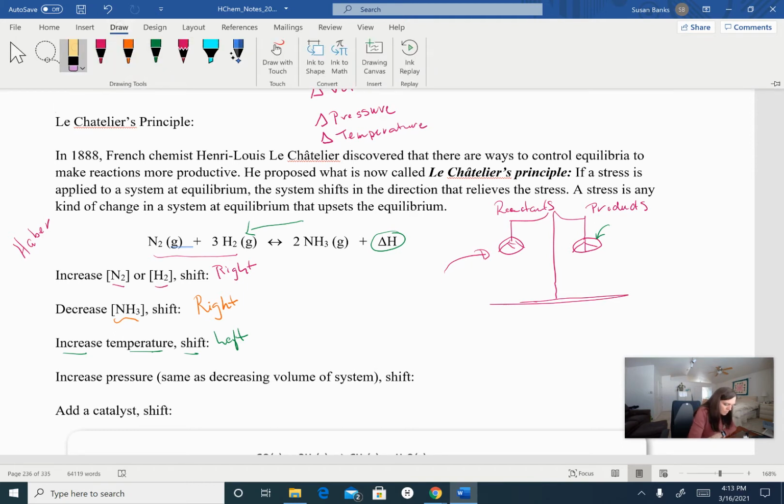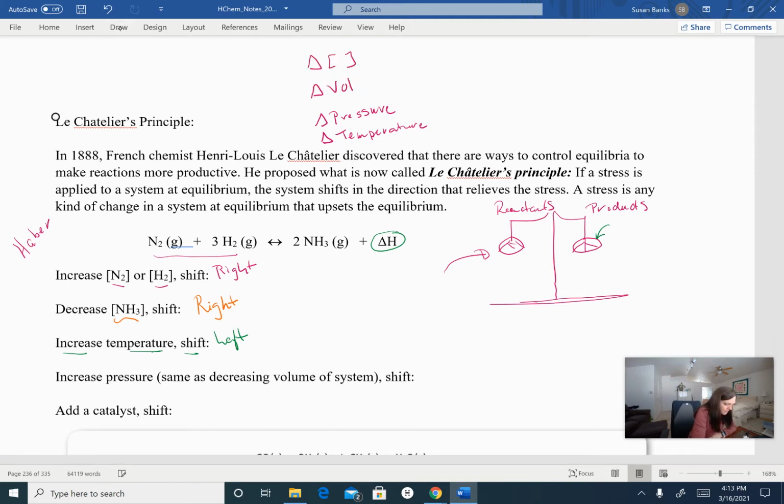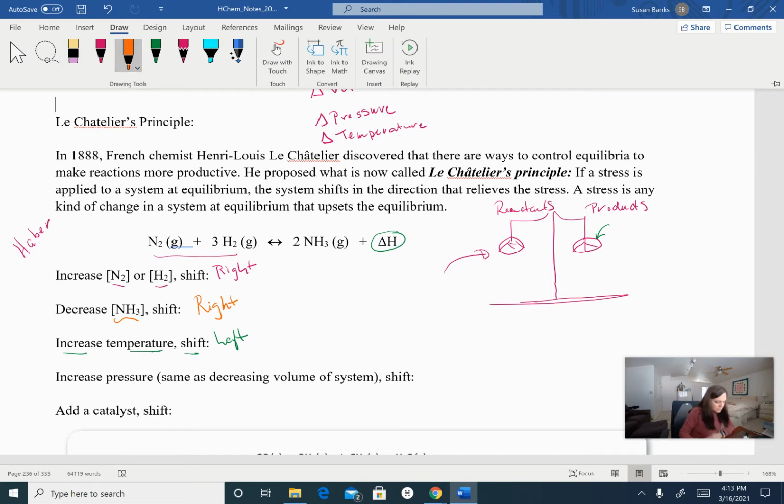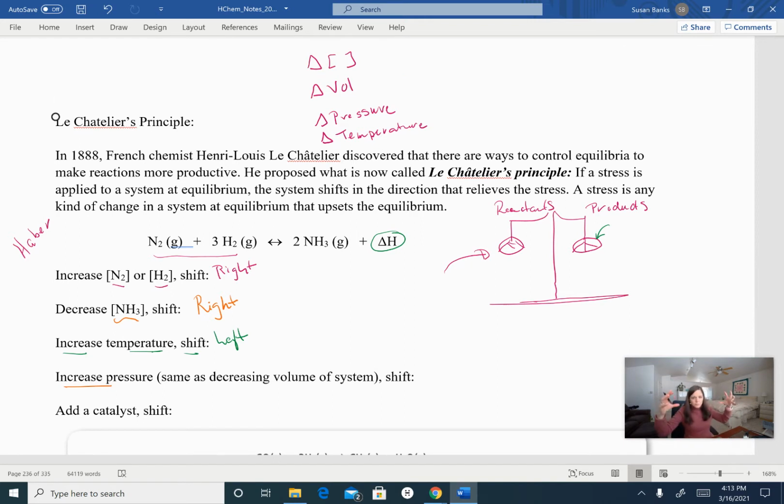let's look at pressure. What does pressure do to a system? So when we look at pressure, we have to really look at the amount of moles of gas on each side. So here I'm going to increase the pressure. So I'm pushing things closer together. So if I'm pushing things closer together, they're going to want to occupy as little space as possible.